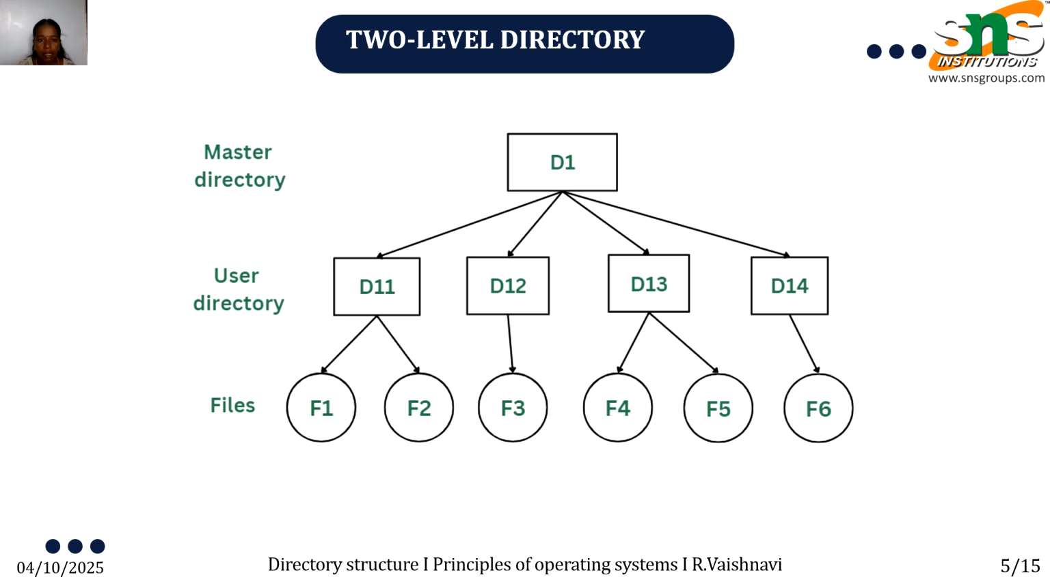Second one will be the two level directory. In a two level directory, we have one master directory. Below that master directory, we have user directories, and under the user directories we have the files. In this diagram, we can see that D1 is the master directory. Below D1, we have the user directories D11, D12, D13, D14. These are the user directories. Below the user directories, we have the files. For D11, we have the files F1 and F2.